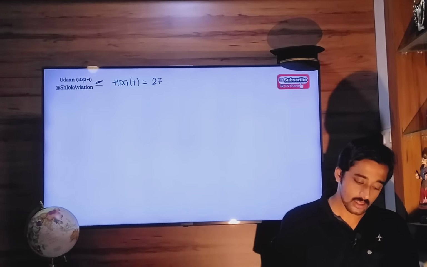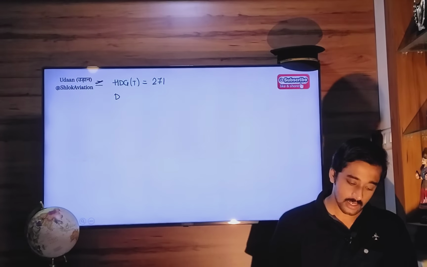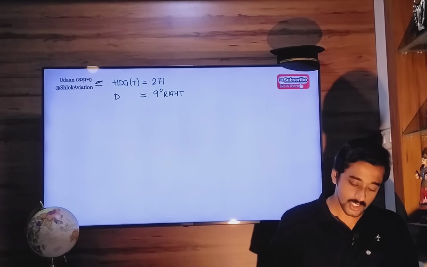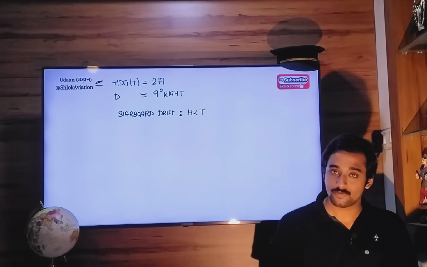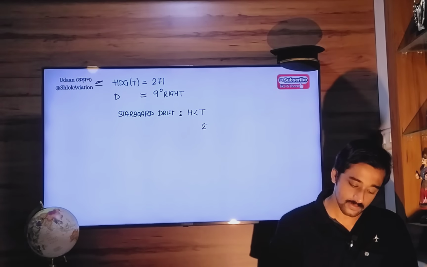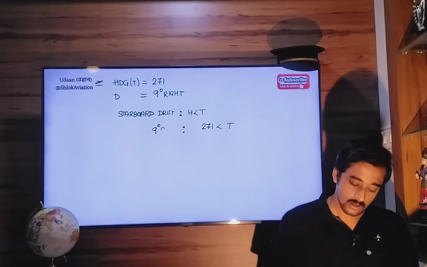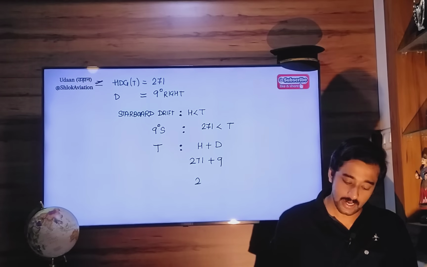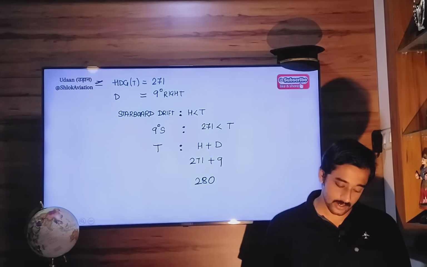So it is 271. So your true heading is 271. Drift is 9 degrees right or 9 degrees starboard. So with starboard drift, heading is less than track. What is heading? 271. Track will be more than heading by the drift. So 271 plus 9, 280. That is your true track.